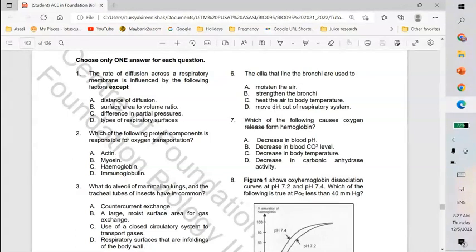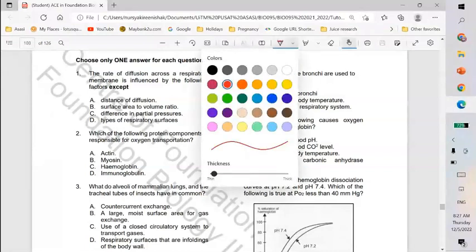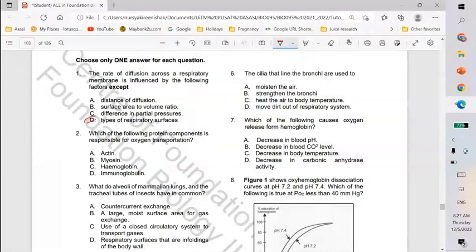Respiratory membrane is influenced by the following factors, except D, types of respiratory surface, because it is not related to the formula of rate of diffusion. Fick's law of diffusion. So if you look at this, the rate of diffusion across the respiratory membrane is influenced by the following. It follows Fick's law of diffusion.